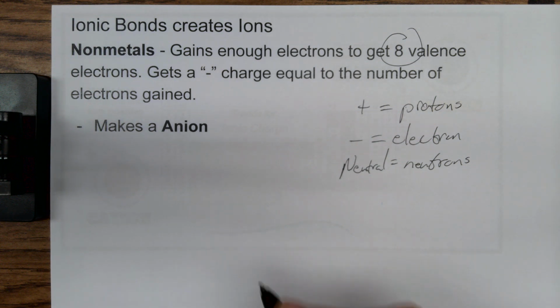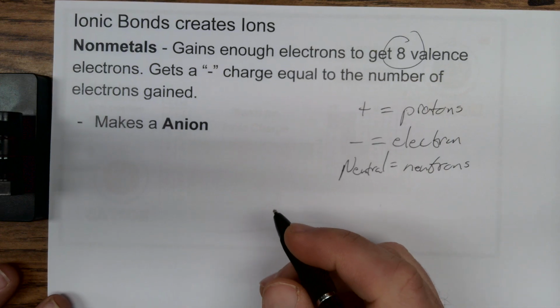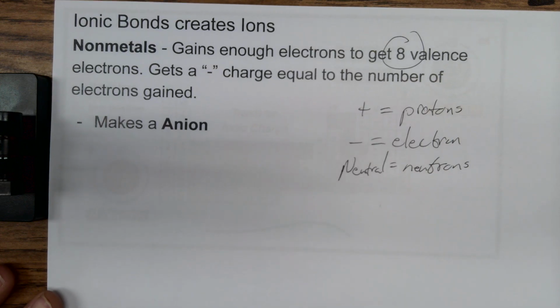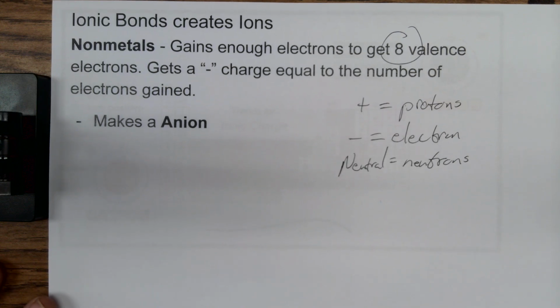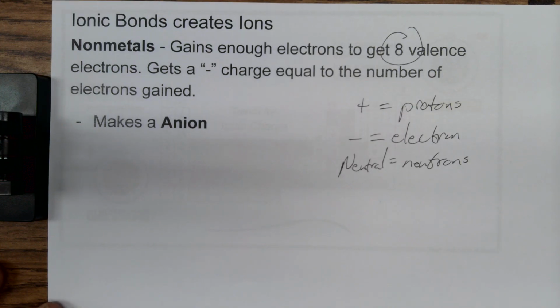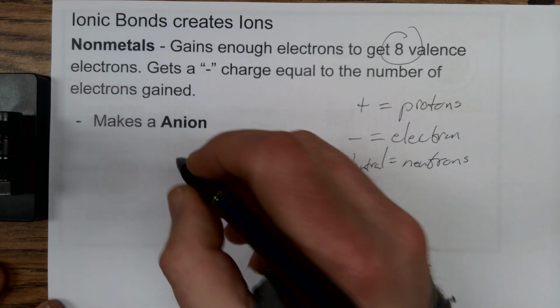But our nonmetals are going to form an anion. If a cation helps us remember by making a cat, what do you think an anion is going to be? It's another 3-letter animal that starts with A-N. I'll give you a hint. There's more of them on the planet than there are humans on the planet. Ants.